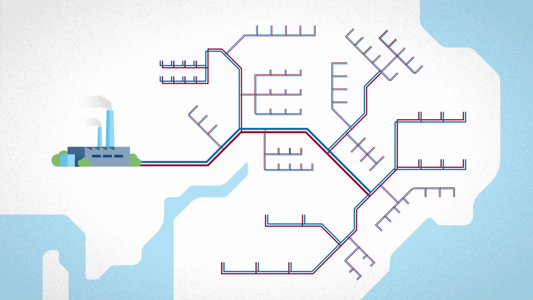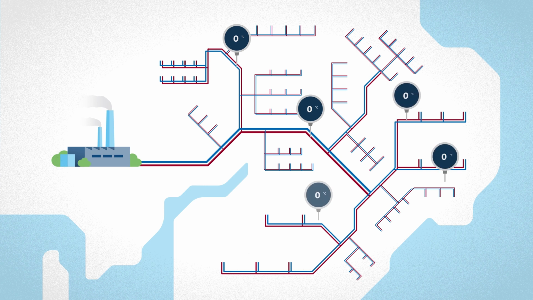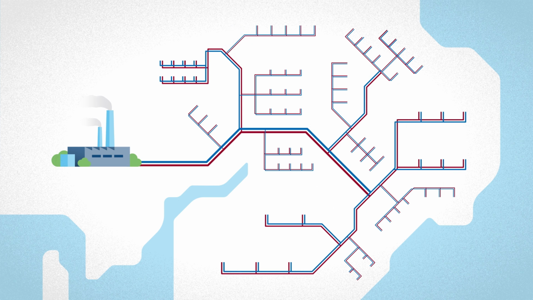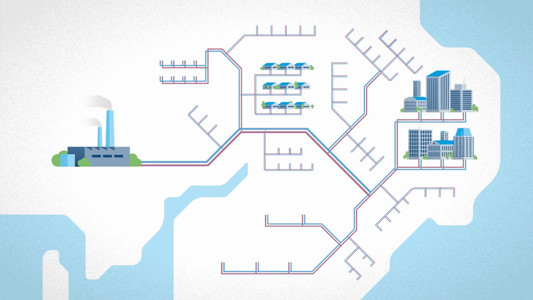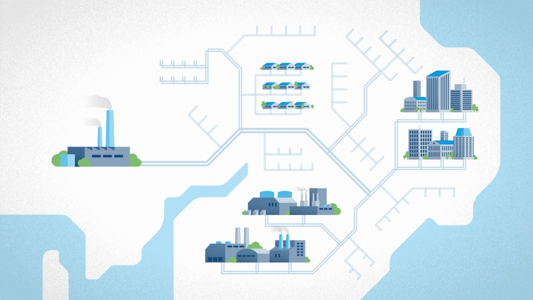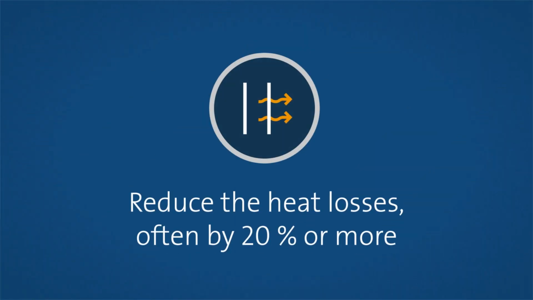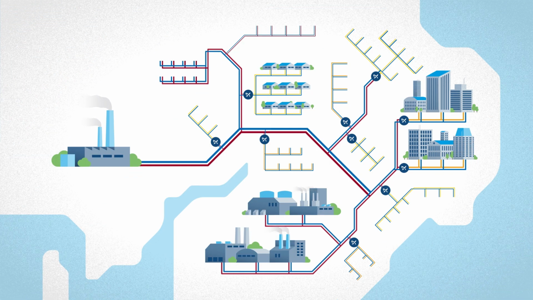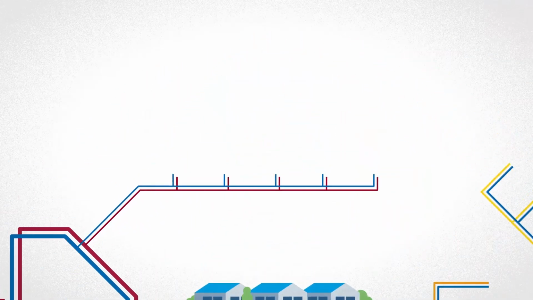In a typical district heating area, a sufficiently high temperature is supplied to the entire grid. However, the grid consists of different zones, and in many of them, the actual heat demand is much lower than what is supplied. With Grundfos iGRID, you can identify these zones and lower the temperature to the actual demand. This allows you to reduce the heat losses in the grid, often by 20% or more. In this video, we take a closer look at how Grundfos iGRID works.